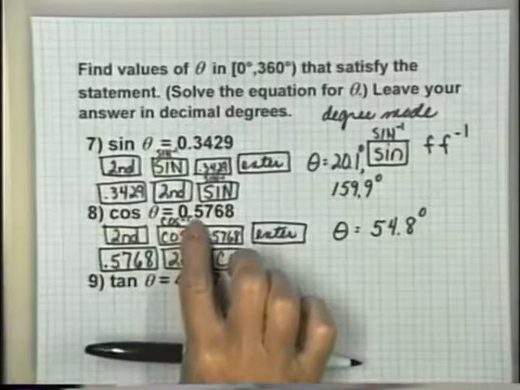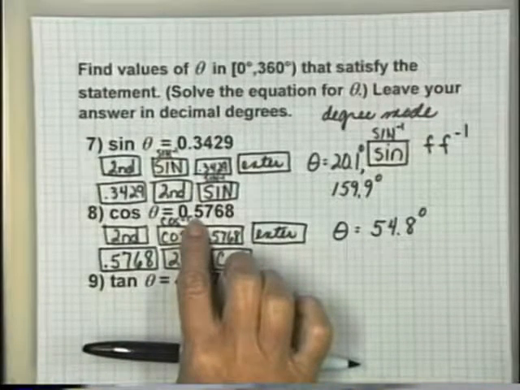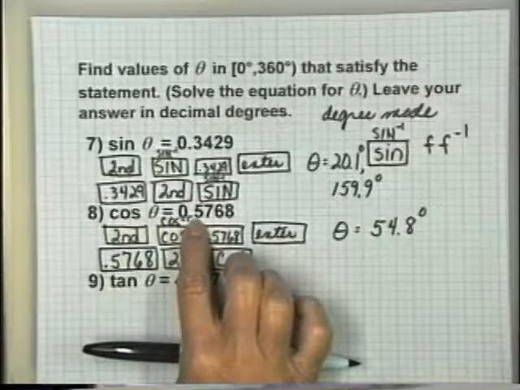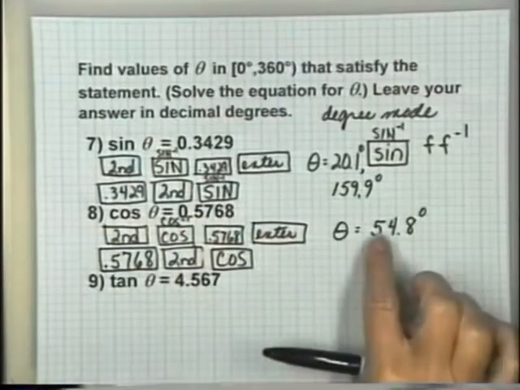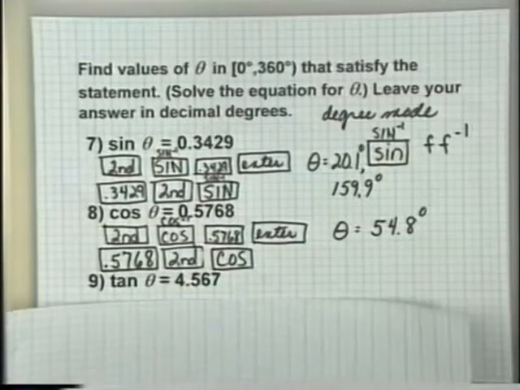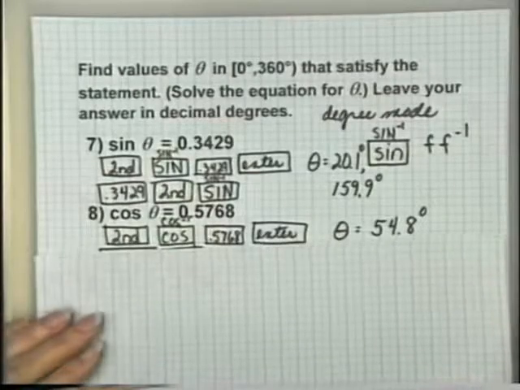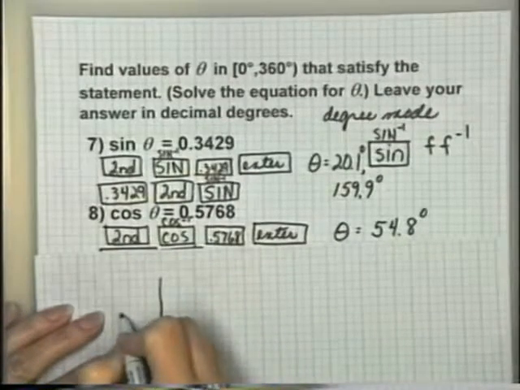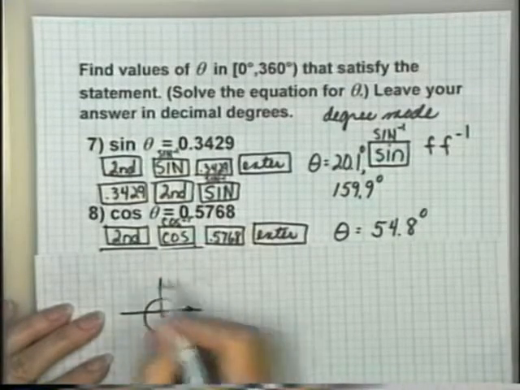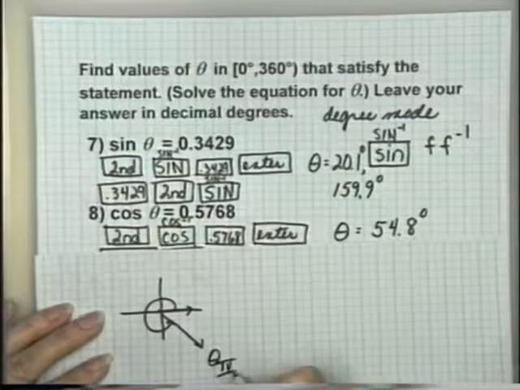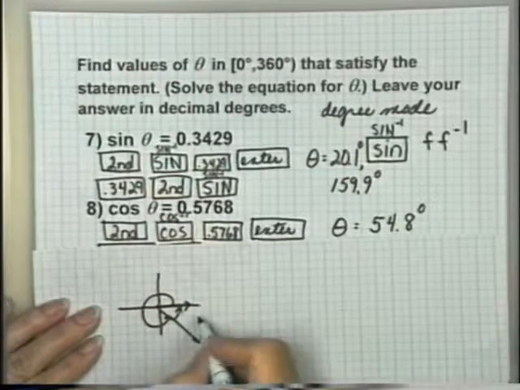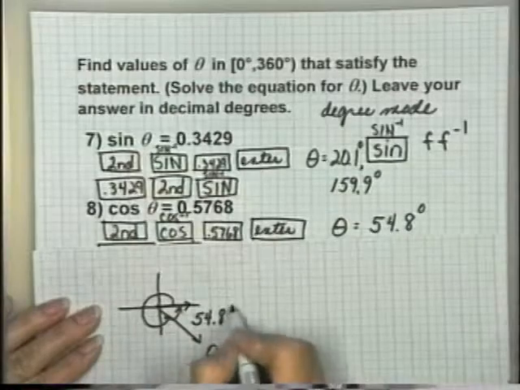Now let's find the other value of theta that has a cosine that's equal to 0.5768. And first we have to think, since this is a positive number, which other quadrant has angles that have positive cosine values? It's the fourth quadrant, isn't it? And 54.8 represents the reference angle for that fourth quadrant angle. If you'd like to sketch a drawing, this would represent our fourth quadrant angle in standard position, and of course we know that this angle, the reference angle, is 54.8 degrees.